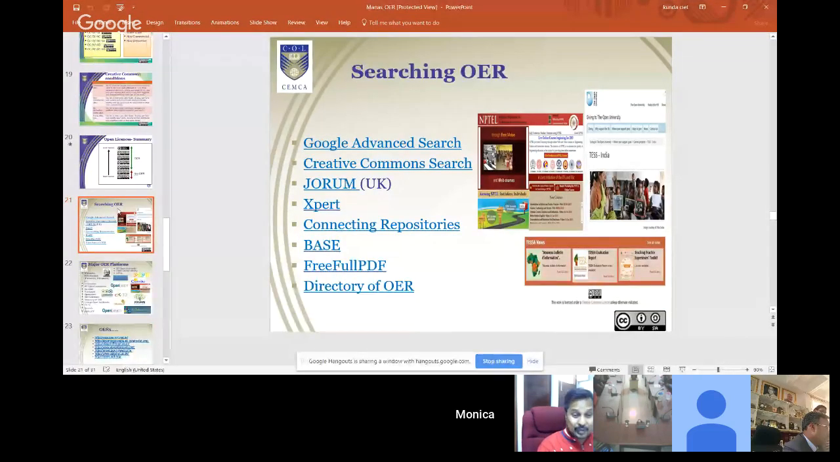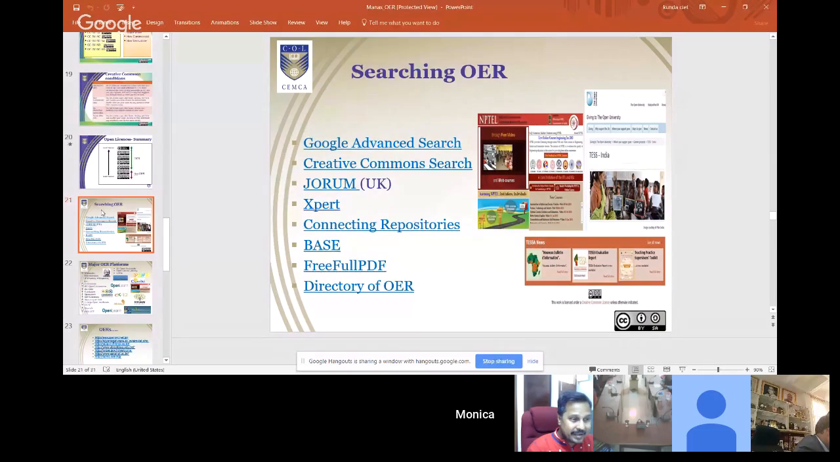The main question coming to our mind is: from where will I get these OERs, open education resources? I know how to recognize open education resources, and I can identify the OERs, but from where will I get them? These are the search engines I have listed. There are many, but I have listed a few. These search engines take you to different OERs, open education resources.